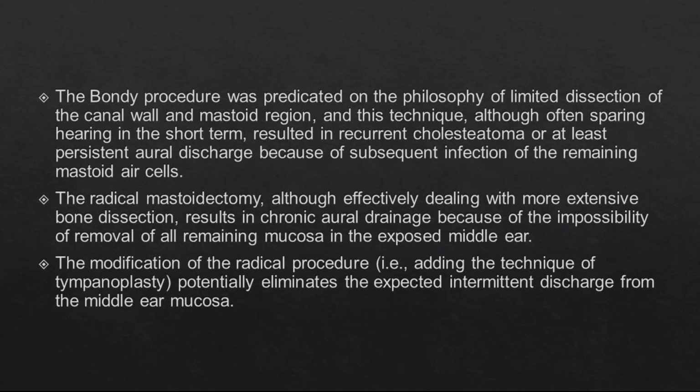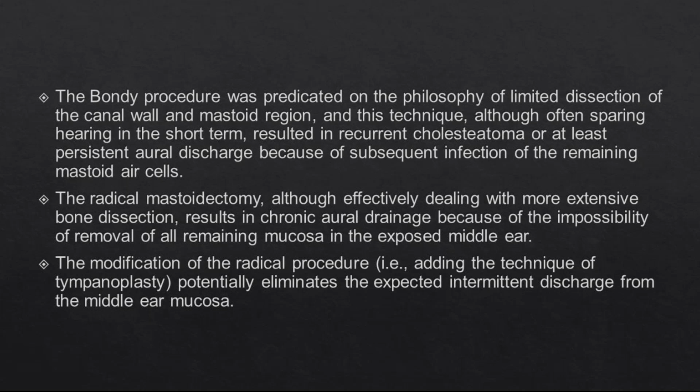So make sure that the middle ear, particularly the mesotympanum, is totally free of disease. Then only you do this surgery. The radical mastoidectomy, although effective in dealing with more extensive bone dissection, results in chronic aural drainage because of the removal of all the remaining mucosa in the exposed middle ear.